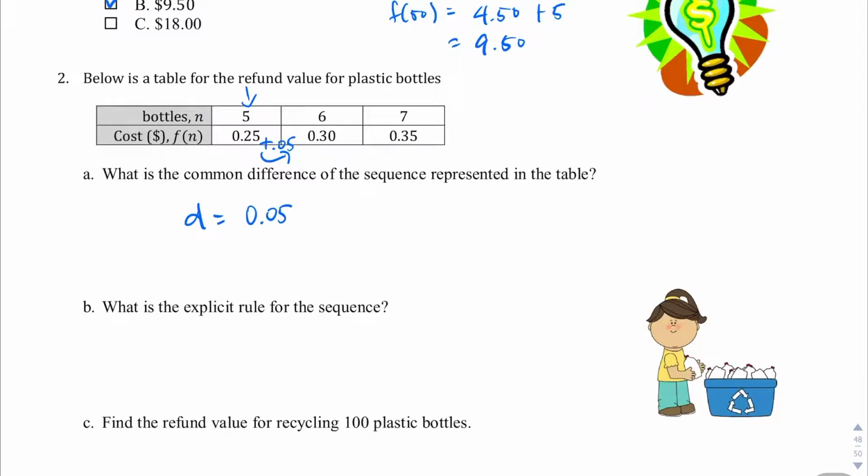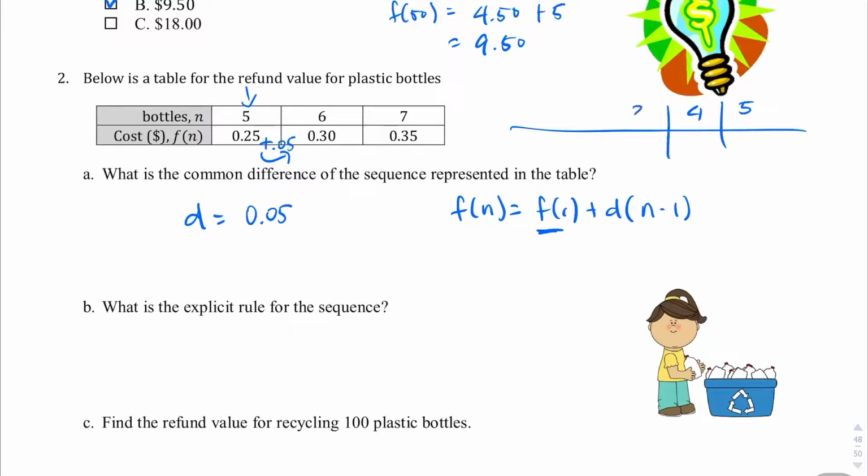And so let's write the explicit rule. Again, the explicit rule is f of n is equal to the first term plus the common difference, which is just the variable d, times n minus 1. So we don't know the first term. We know the fifth term, so let's go backwards. Again, make a table: fourth term, third term, second term, first term. Fifth term was 25 cents. So 5 cents less than that is 20. 5 cents less than that is 15 cents. 5 cents less than that is 10 cents. And the first term is going to be 0.05, so 5 cents.